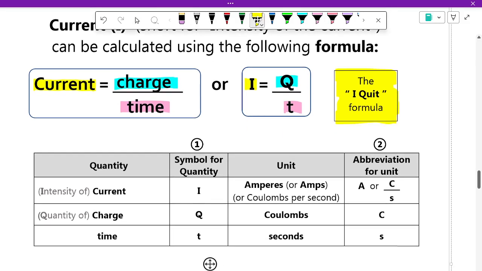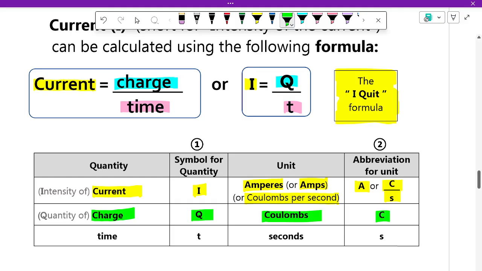And then we can look at what is the quantity. The quantity is current. The symbol for the quantity is I. The unit for that quantity is amperes or amps or coulombs per second. And the abbreviation is either amps or coulombs per second. Charge is equal to Q. Q is the symbol for charge. It is measured in coulombs, and the abbreviation for that is C. And then we have finally time. We know that that's abbreviated T. The unit is seconds, and that is S.